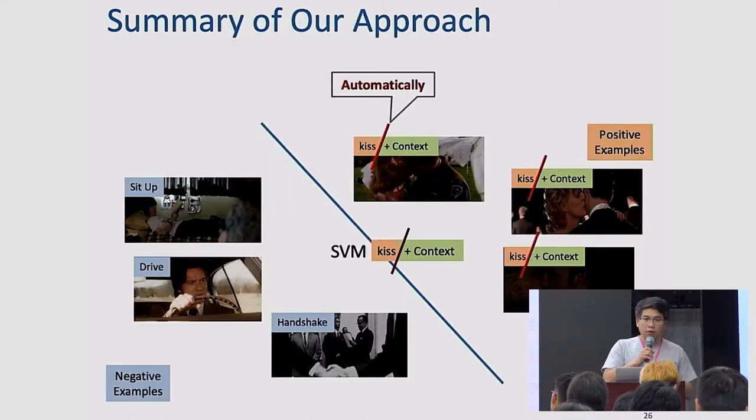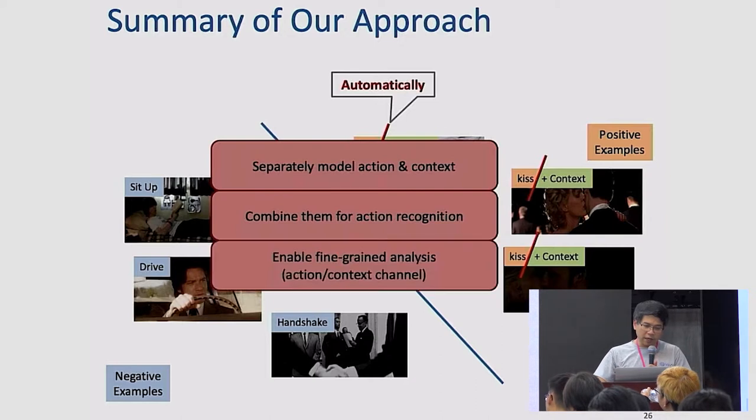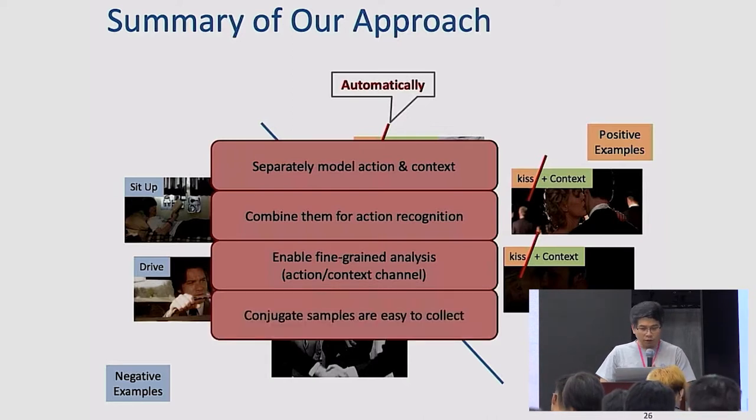So in summary of our approach, what we propose is a method that separately models the action and the context, and then combines them for action recognition. This enables fine-grained analysis because we can analyze the action and the context channel separately. Our method makes use of the conjugate samples, but conjugate samples are easy to collect.